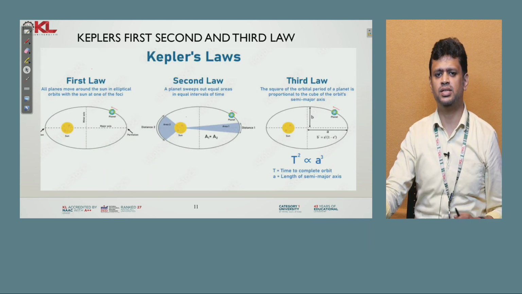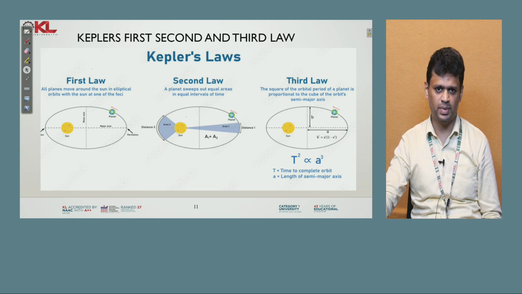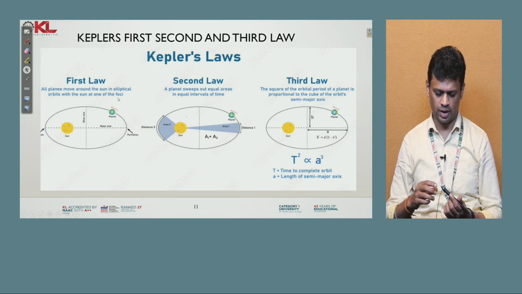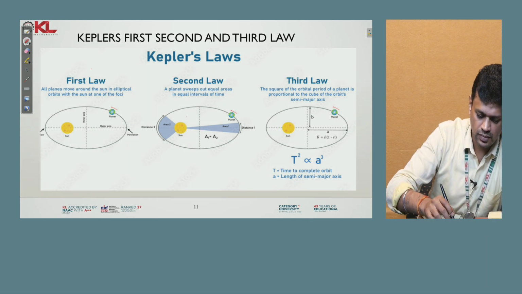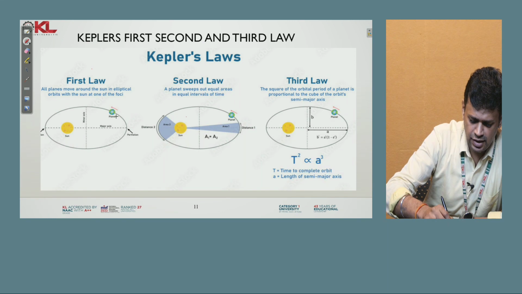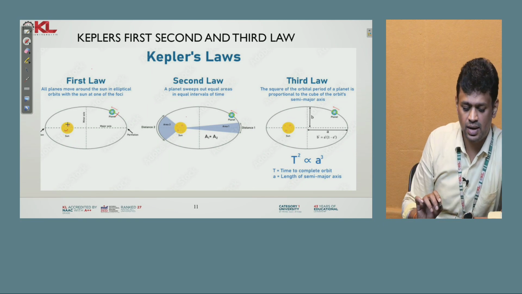Now there is a very important law that is going to play a role, given by Kepler. Let us see the first law of Kepler. All planets move around the sun in an elliptical orbit with the sun at one of the foci. Basically, if any object is moving in an elliptical orbit, then the sun will be at a focus.